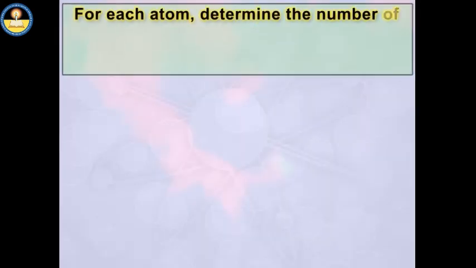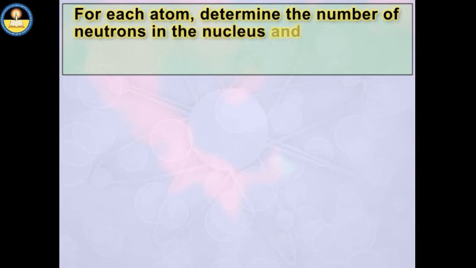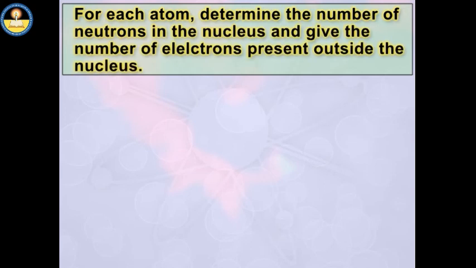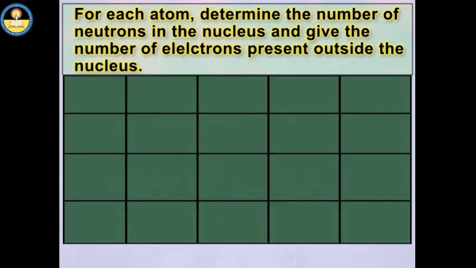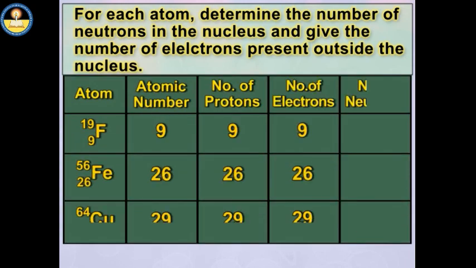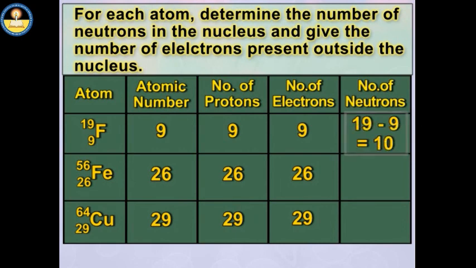For each atom, determine the number of neutrons in the nucleus and give the number of electrons present outside the nucleus. Solution. Atomic number of fluorine is 9. Number of neutrons is equal to 19 minus 9, that is 10. Number of electrons is equal to 9.